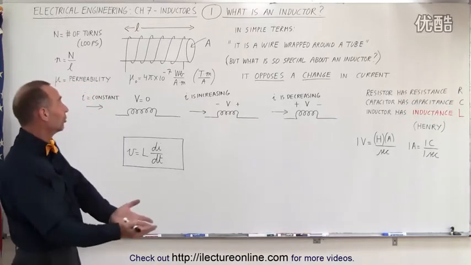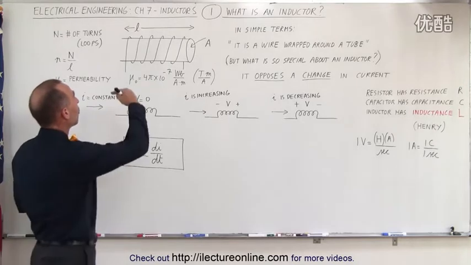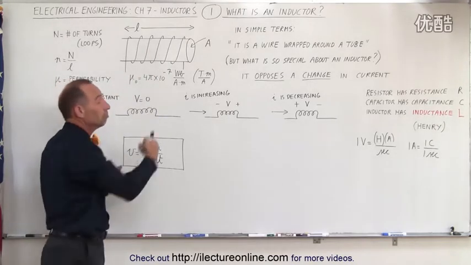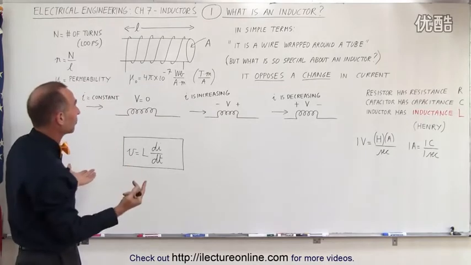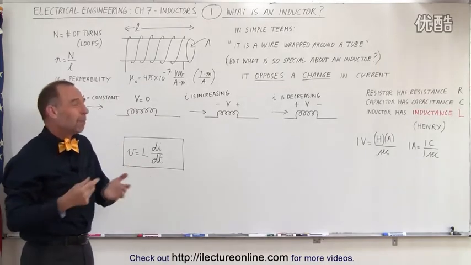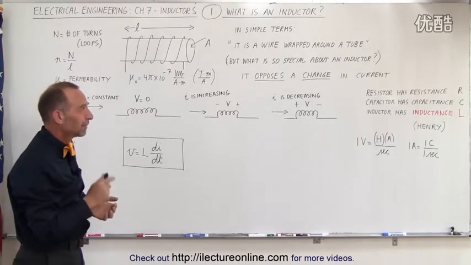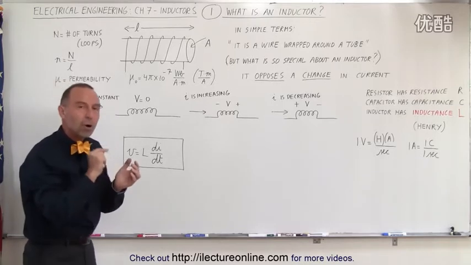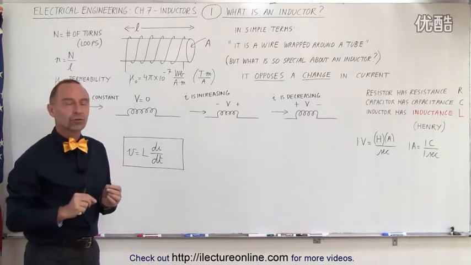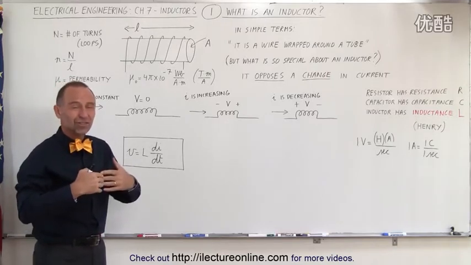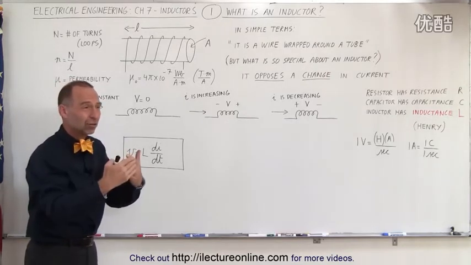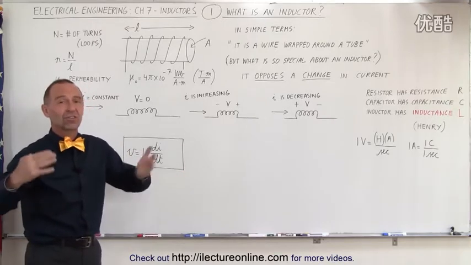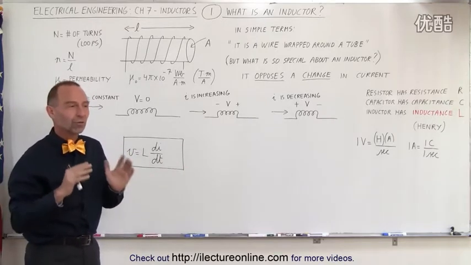Well, in very simple terms, an inductor simply is a wire wrapped around a tube. That's all it is, a wire wrapped around a tube. So what's so special then about an inductor? Well, it turns out that it has a very special property. An inductor opposes a change in current. In other words, if there's DC current, steady state current, an inductor does absolutely nothing. It just sits there and there's no effect on the circuit whatsoever.